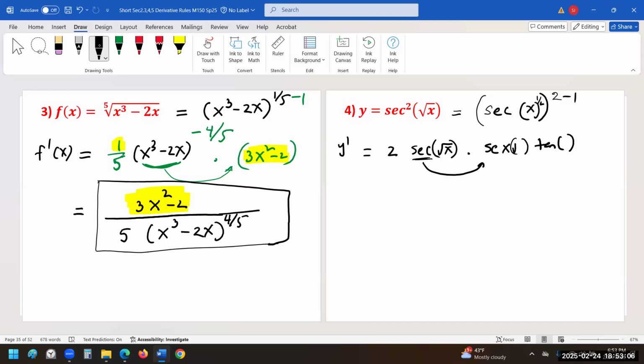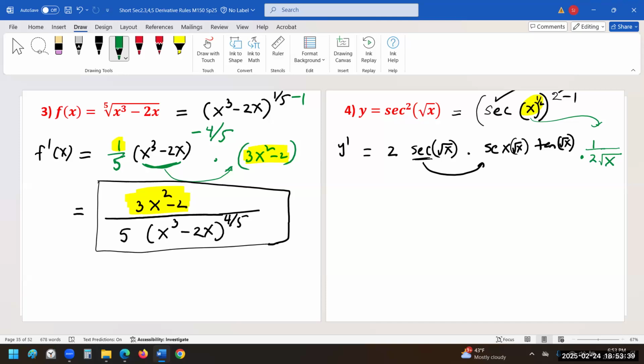Square root of x. So we change the power, we change the secant, and now the last thing you have to change is this. What's the derivative of the inside? Square root of x is 1/2 over square root of x. So we have three things.